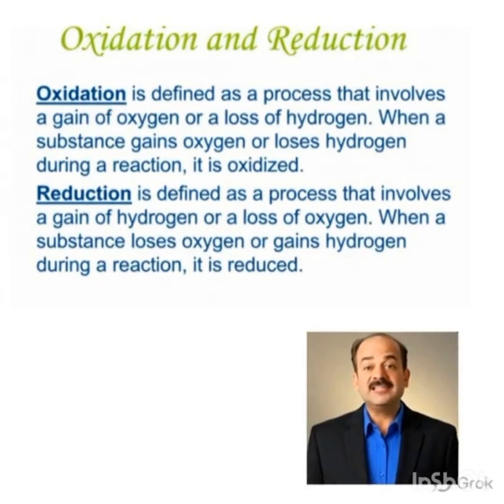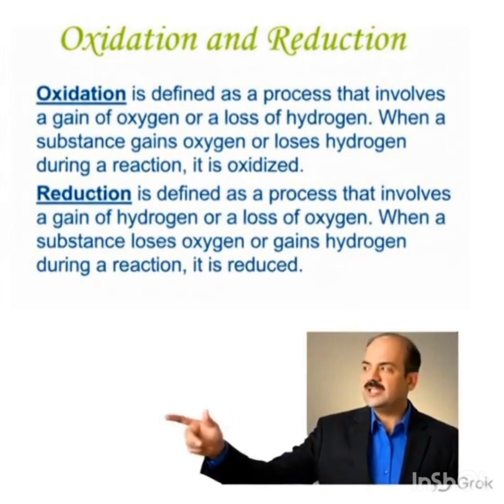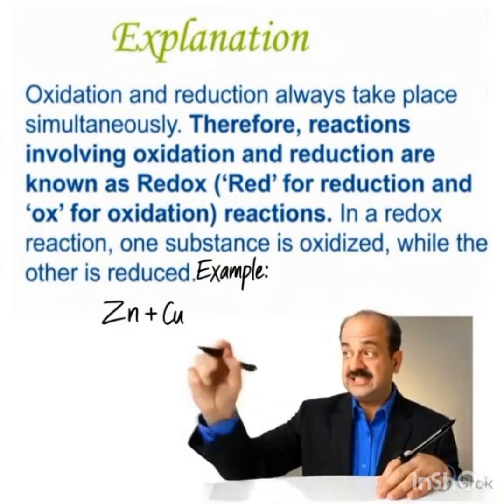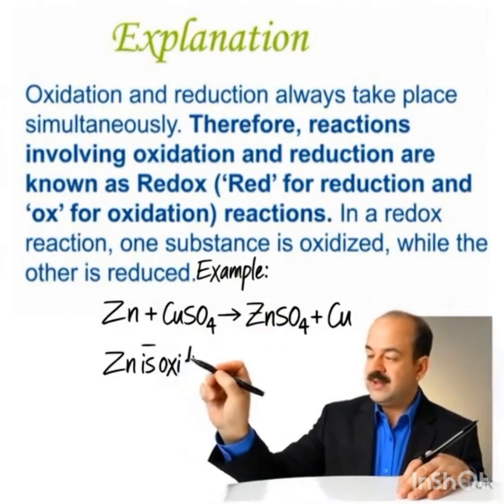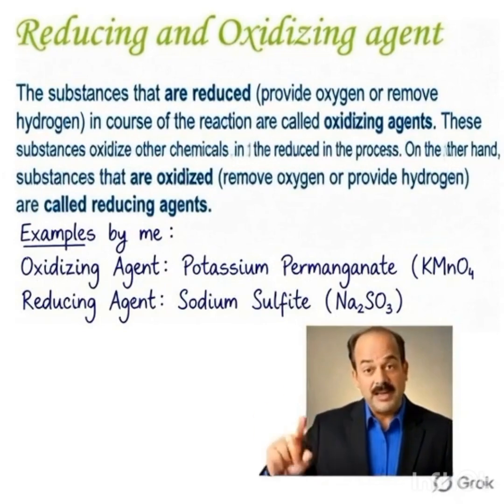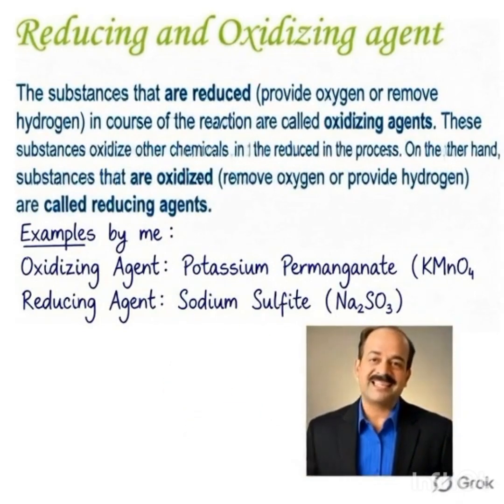Oxidation and reduction. Oxidation is a gain of oxygen or loss of hydrogen. Reduction is a gain of hydrogen or loss of oxygen. Oxidation and reduction always occur together. This is called a redox reaction. For example, zinc plus copper sulfate gives zinc sulfate and copper. Reducing agents are substances that are oxidized, meaning they remove oxygen or provide hydrogen. Oxidizing agents do the opposite.